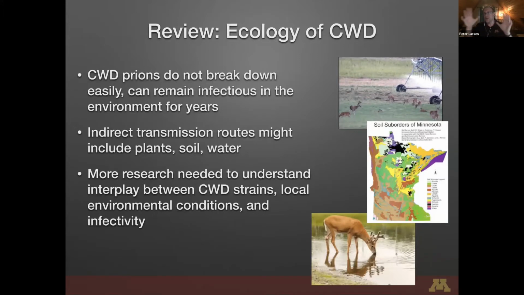So to summarize, I know that there's going to be a lot of questions about the interplay between these CWD prions and the environment. But the bottom line is that those prions do not break down easily. Remember, they're shielded. If you attended the first talk, that form makes it so that they're highly resistant to degradation. And the work from scrapie and work coming out on CWD shows that they can remain infectious in the environment for years. So indirect transmission routes might include water, soil, and plants. And we really need more research to better understand that interplay between CWD strains, local environmental conditions, and infectivity.